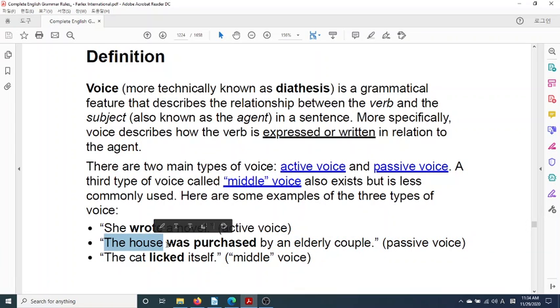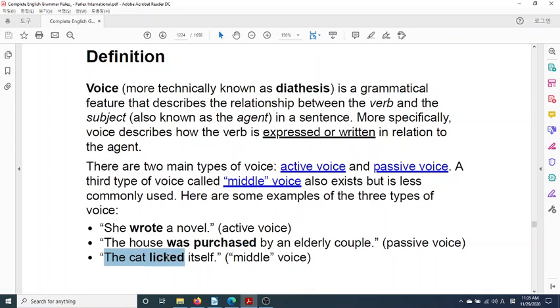The subject, the beginning of the sentence, isn't really what the sentence is about, right? There's a different agent, a different person who's actually doing the verb on behalf of the subject. The house was purchased by an elderly couple. It's passive. The subject is not doing the verb. It is being verbed. But what if the subject and the other agent that's actually doing the work is the same thing? Well, that would be your middle voice.